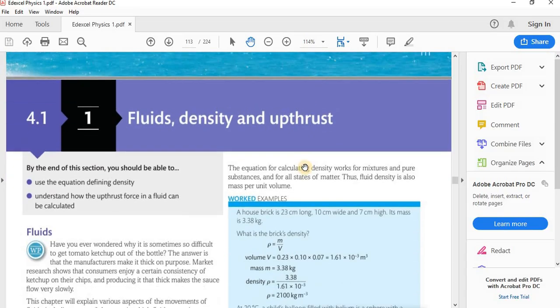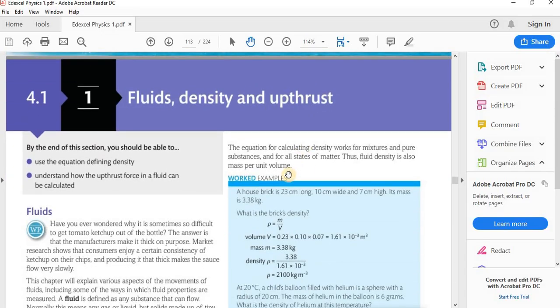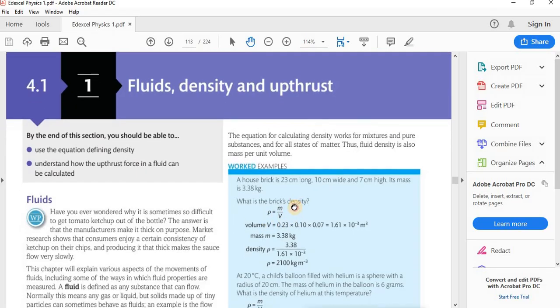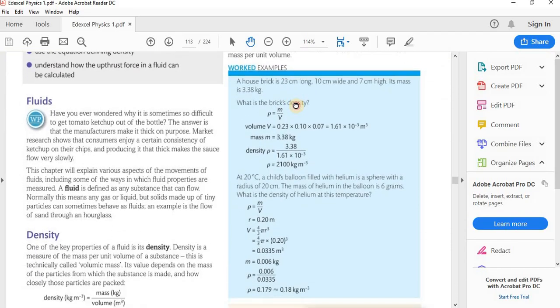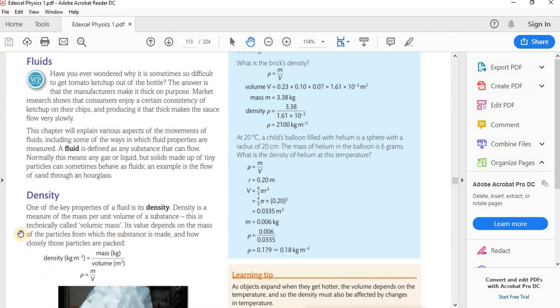Okay, so if we have fluids, density and upthrust, you should know the equation for density. Density is equal to mass over volume. This equation is very important. Rho stands for density, it's a Greek letter. Then simple m for mass, capital V for volume. You have to remember this equation and the definition.